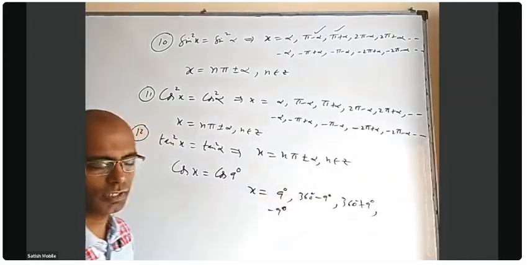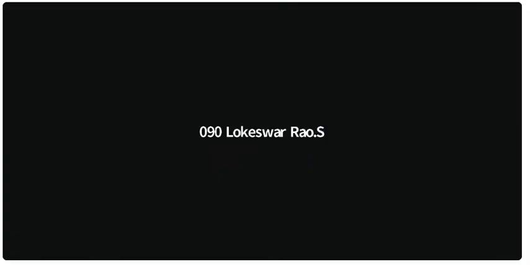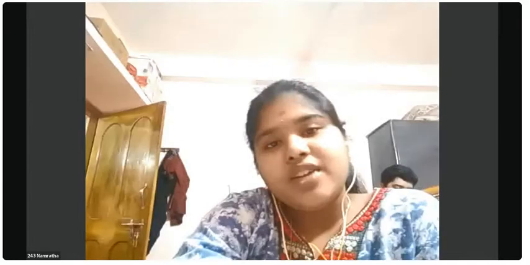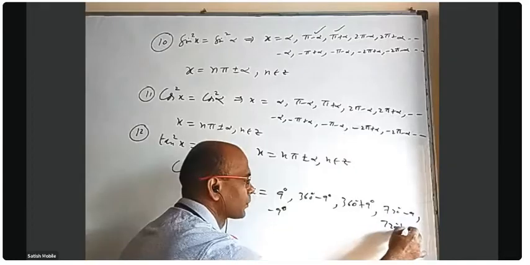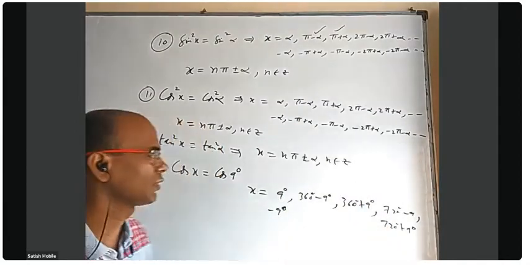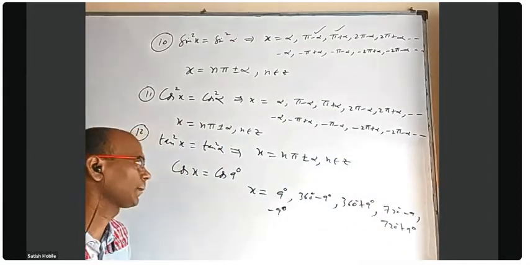What is the next first quadrant? 360 plus 9. Then 720 minus 9. Next one, 720 plus 9. So this is the fourth, this is the first quadrant. Next fourth quadrant, next first quadrant. Again, negative of all of them, right?